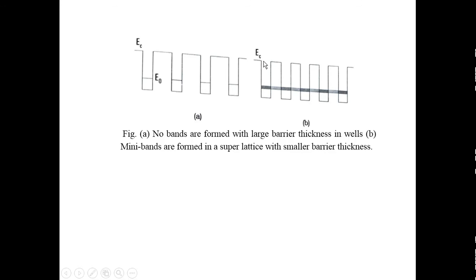But when the barrier thickness is very small, see, this is a well with a small barrier. Here it is a large barrier. So here many energy bands and band gaps are formed. So here, in figure A, no bands are formed, and in B many bands are formed in the superlattice. So this is the case of a superlattice.